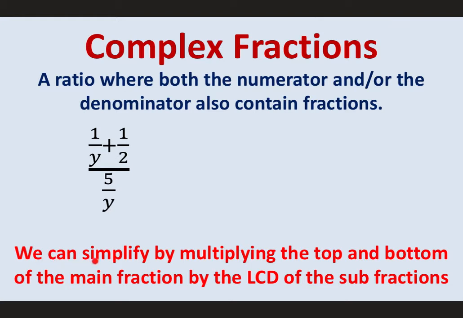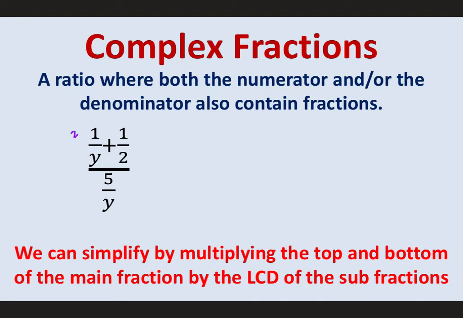We can always simplify these complex fractions by multiplying every term in the top and bottom by the least common denominator of our sub-fractions. That's a fancy way of saying we can simplify this by multiplying every piece, every little sub-piece, whether it's a fraction or not, by the least common denominator of our sub-fractions. The least common denominator here is 2y, so I'm going to multiply every piece by 2y.